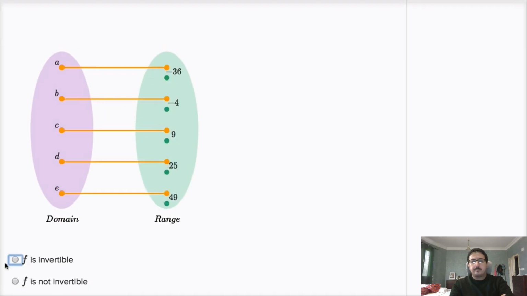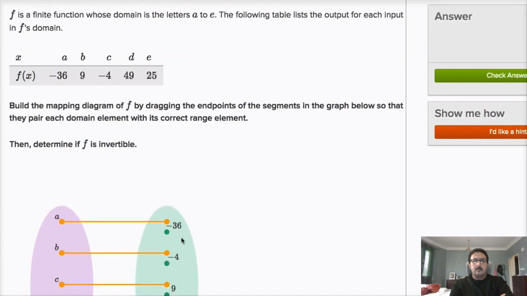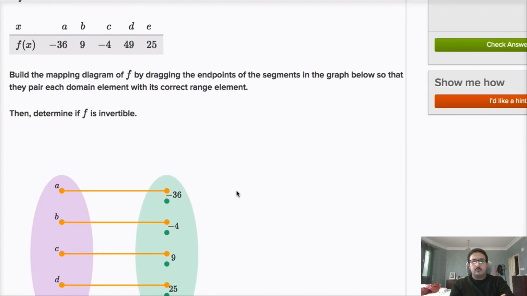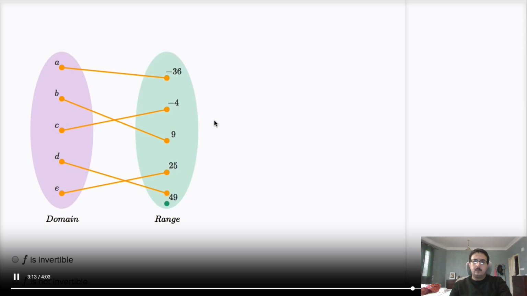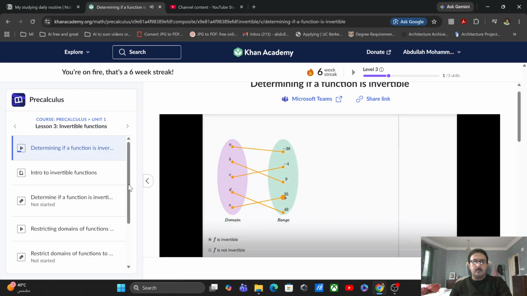Let's do another example. So this is the same drill. We have our members of our domain, members of our range. We can build our mapping diagram. A maps to -36. B maps to 9. C maps to 25. D maps to 49. So let's think about what this hypothetical inverse would do. Input 25, it should give you E. Input 9, it gives you B. This is a 1-to-1 mapping. Each of the members of the domain corresponds to a unique member.